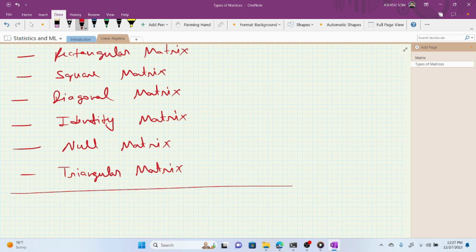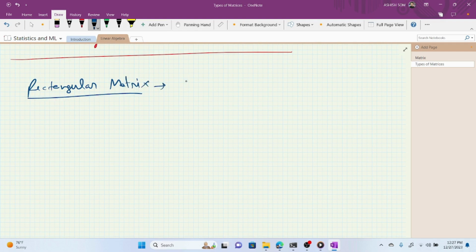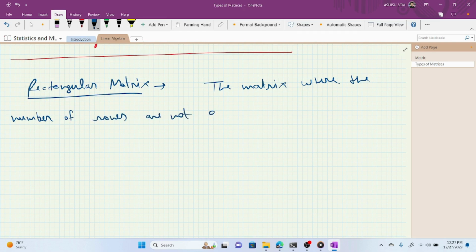So first of all, let's discuss the rectangular matrix, guys. If I talk about the rectangular matrix, it is a matrix where the number of rows is not equal to the number of columns. That is known as a rectangular matrix.